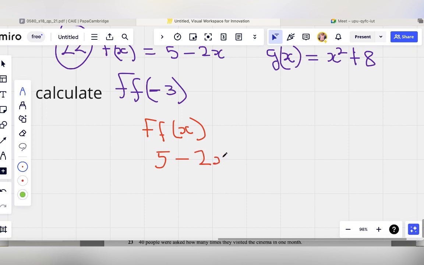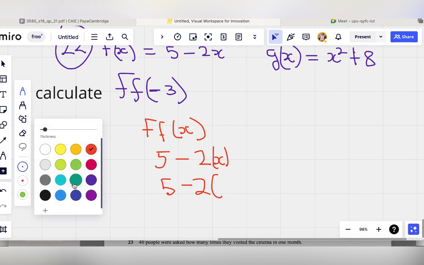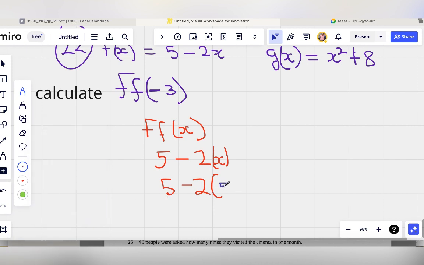We write 5 minus 2x, that's the value of f of x. In place of this x, we replace it with another 5 minus 2x, because we're putting f of x inside f of x. So we have 5 minus 2, and in place of this x we put another 5 minus 2x. Functions are pretty easy.